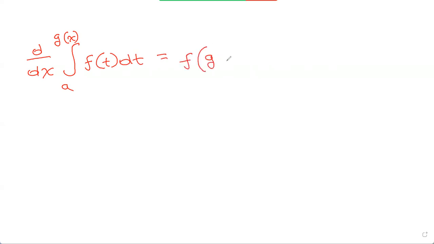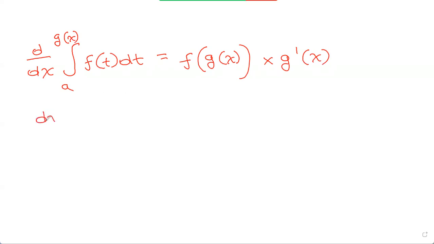So d by dx of the integral from a to g of x of f of t dt is equal to f of g of x. g of x is a function. So we plug in g of x into the function f of t, times the derivative of g of x, so g prime of x. So this is just through chain rule. So now let's look at an example of this.